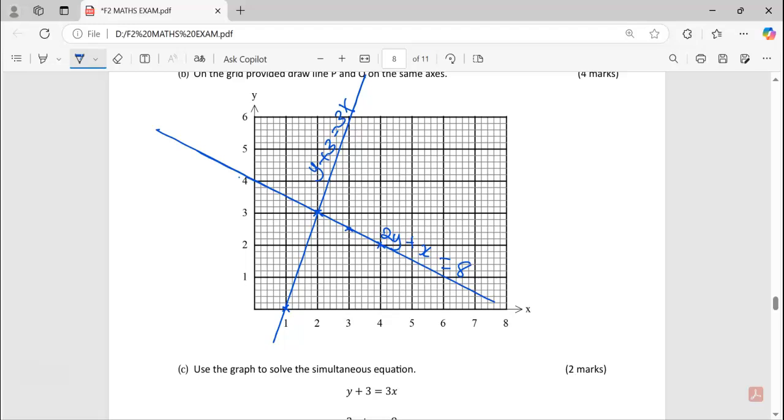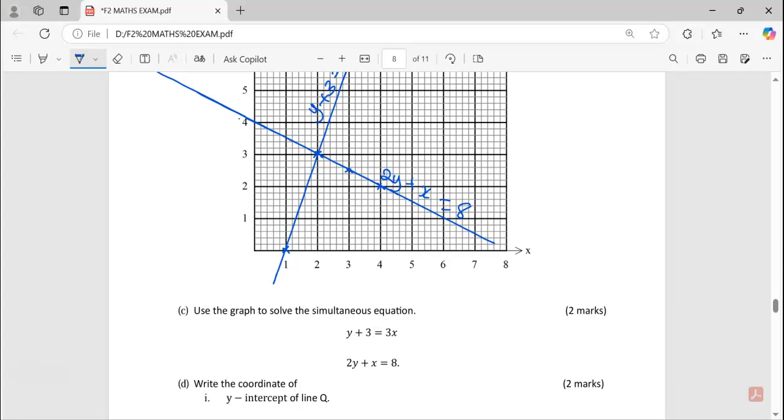Now, the second part of part C, use the graph to solve the simultaneous equation. The first part is we go back to our graph and identify the point of intersection. So these two intersect at x is 2 and y is 3. We join the point of intersection to the y-axis, and also to the x-axis. So that means the value of x equals 2 and y equals 3.